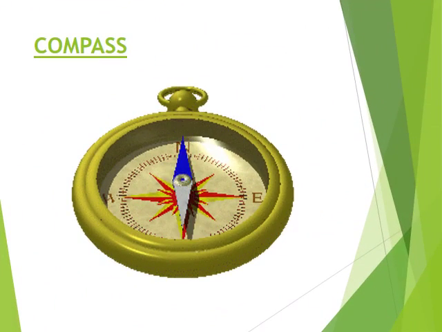Yes, my dear students, you can see here the compass. So what is a compass? A compass is a small instrument that helps us to find directions. You can see it has a small bar magnet in the center, which always points to the north of the Earth's magnetic field. So this compass is used to help us to find the directions.